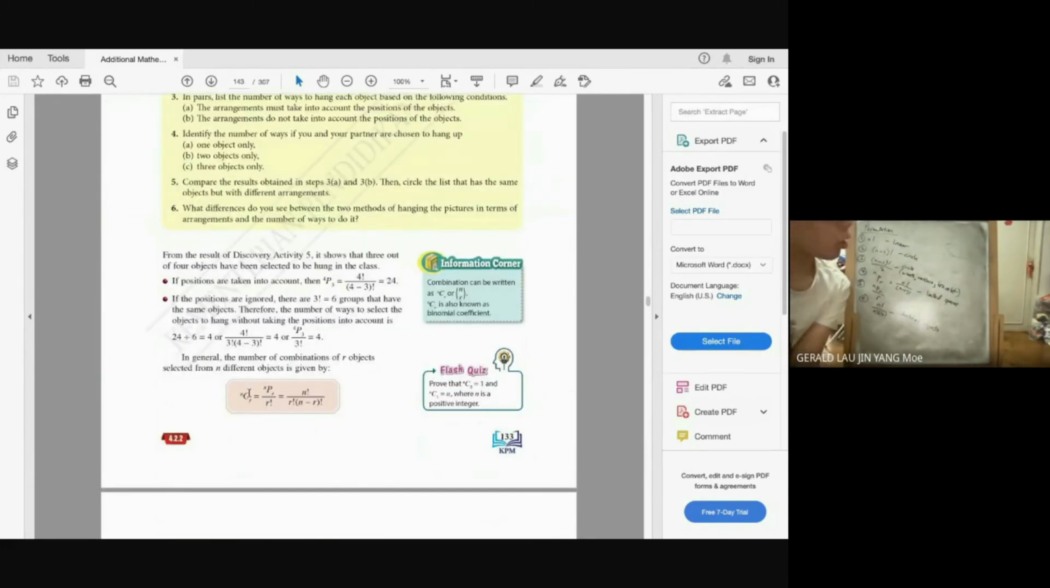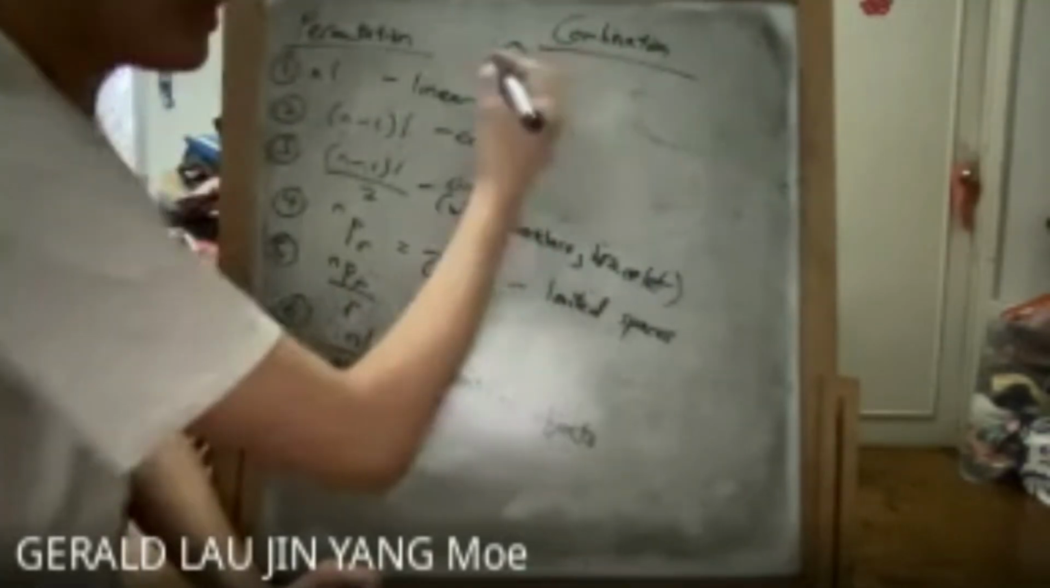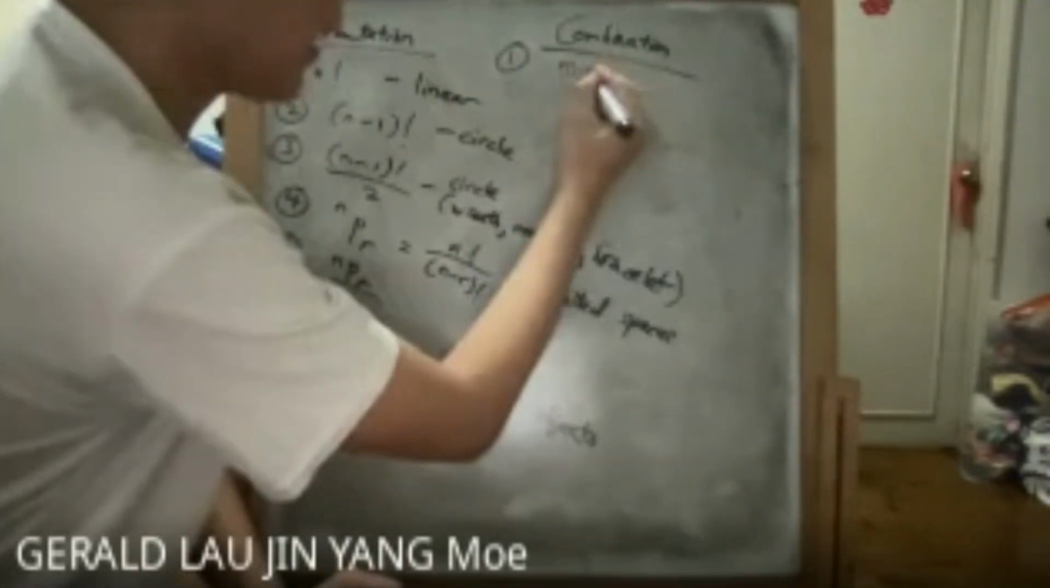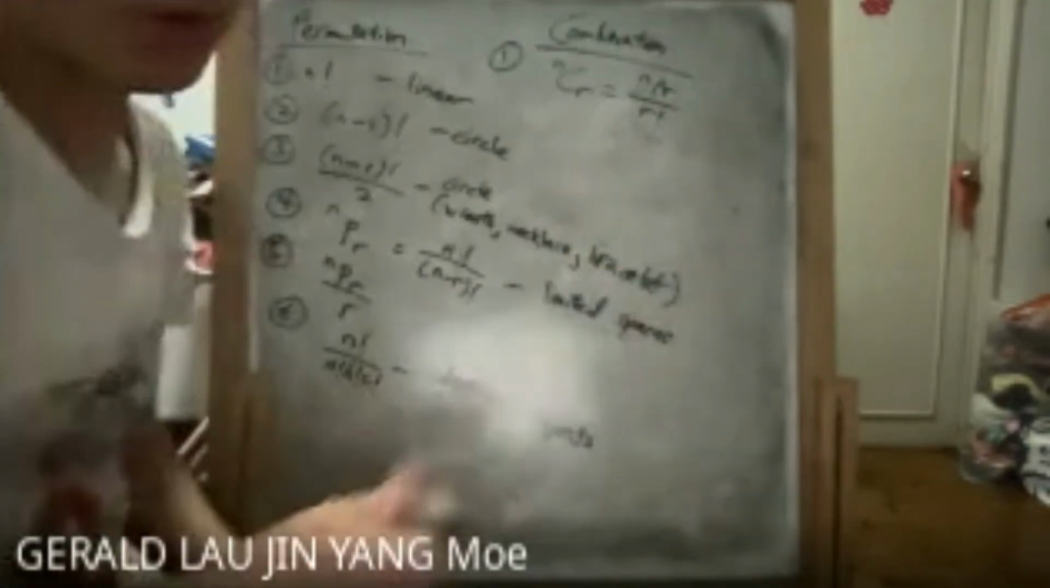General formula for combination nCr is nPr over r factorial. Your first formula, very easy only, you jump straight to nCr equals nPr over r factorial.